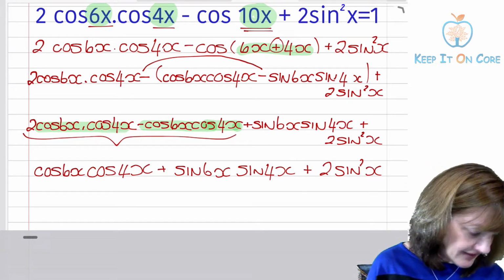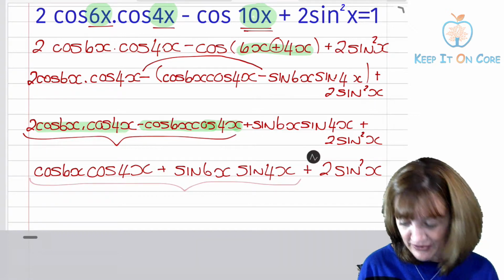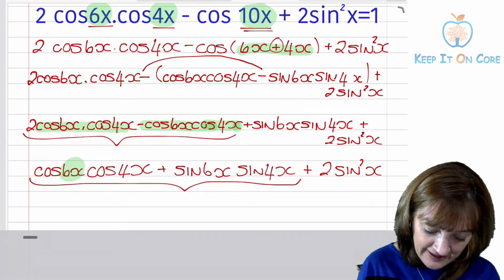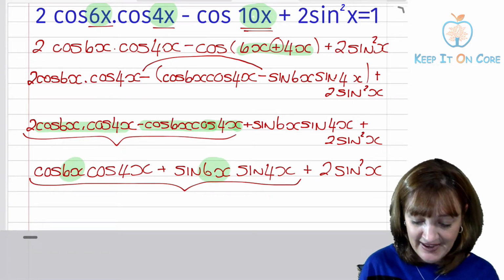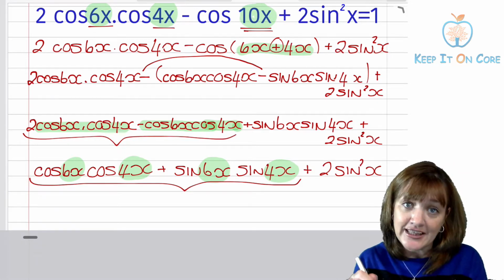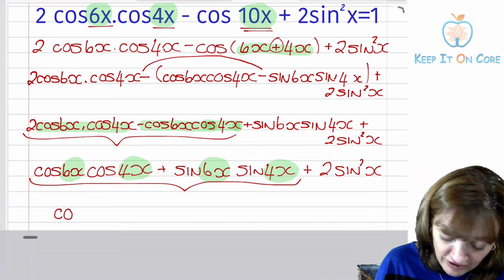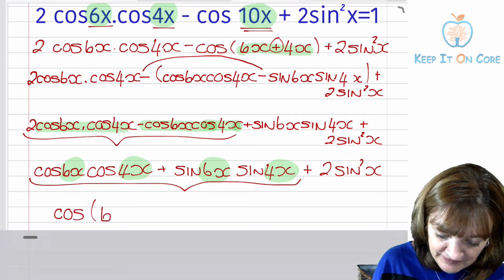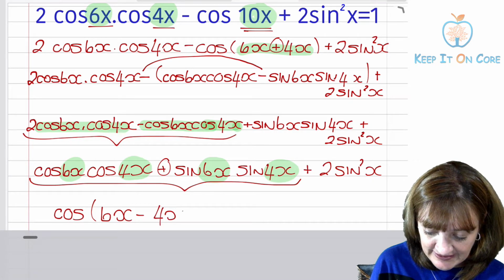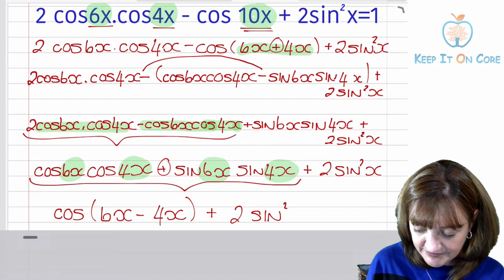What am I going to do with that now? Let's deal with that compound identity first. We can see that I've got an angle of 6x matching my angle of 6x, and I've got 4x matching 4x, and I've got the cos together and the sine together. So we have a cos compound angle, which means I'm going to say 6x, but remember, C for cos, C for change the sign. Let's see where that takes us.